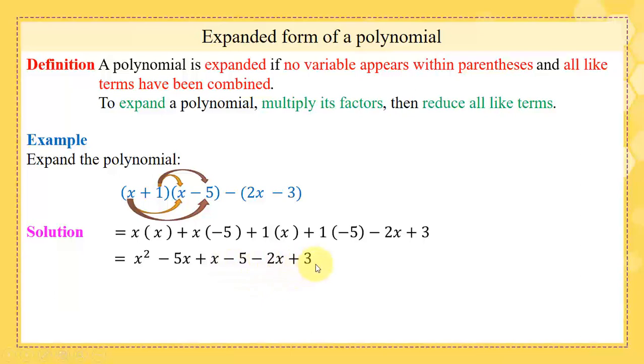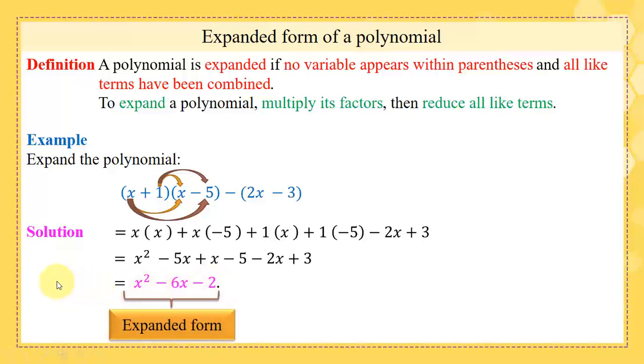Now we will reduce and add or subtract similar monomials. We will get x squared minus 6x minus 2. The final answer has no parentheses. This form is called the expanded form.